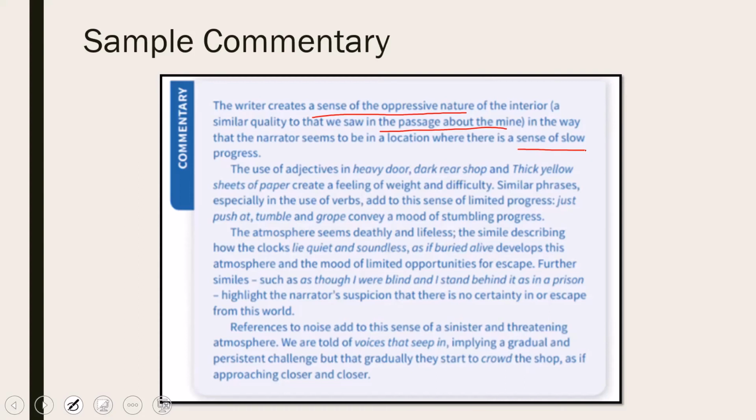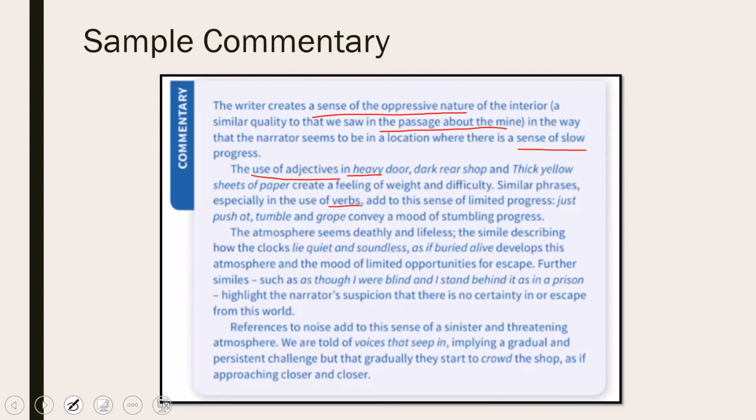Okay, the next paragraph. The use of adjectives. Yes, we saw adjectives there. The use of adjectives in heavy door, dark rear shop, thick yellow sheet of paper creates a feeling of weight and difficulty. Heavy door: if something is heavy on you, you can't open it. You need some force inside. So it's difficulty for you. And then similar phrases, especially in the use of verbs. Look at the verbs here as well.